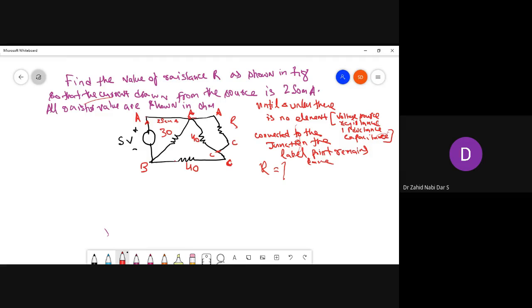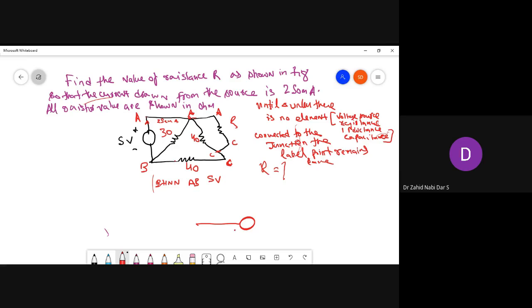First of all, you have to have a visualization skill. You have to rearrange this circuit. So in order to rearrange this circuit, see 30 ohm, see this, if we rearrange this circuit, between point AB there is 5 volt. So if I rearrange this circuit, I can write between point AB there is 5 volt.